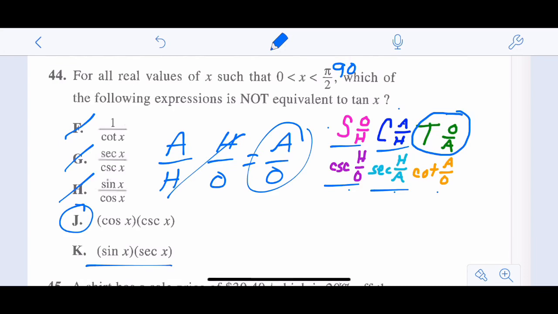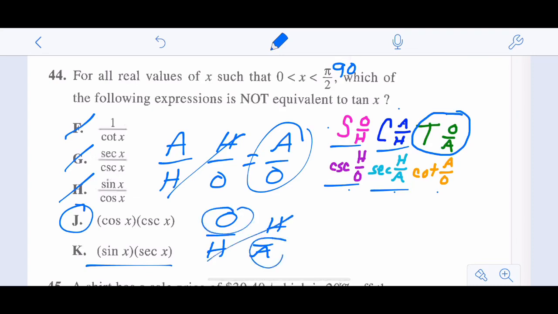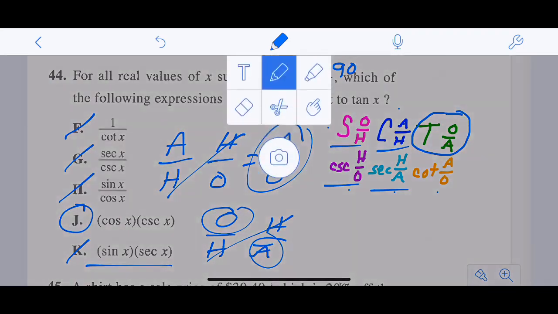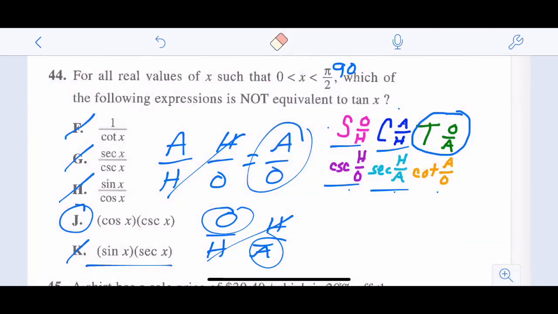Sine times secant. Sine, opposite over hypotenuse. Secant, hypotenuse over adjacent. And those cancel, and we get opposite over adjacent, which is also tangent. So that's just a time-consuming problem, unless you really know your sine, cosine, secant really well and can put the algebra together quickly.